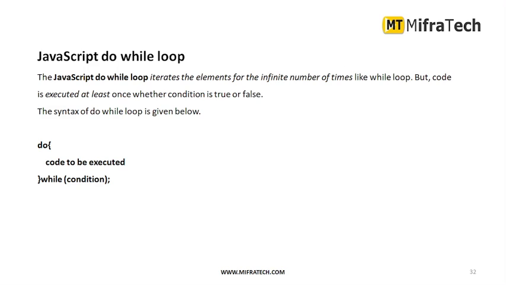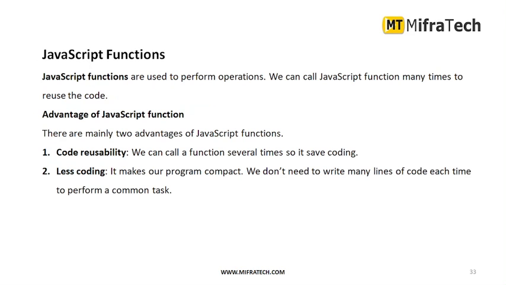Do while. The JavaScript do while loop iterates the elements for an unknown number of times like the while loop, but the code is executed at least once whether the condition is true or false. In do while, the code is executed once, then the condition is checked. In the while loop, the condition is checked first, then the code is executed.